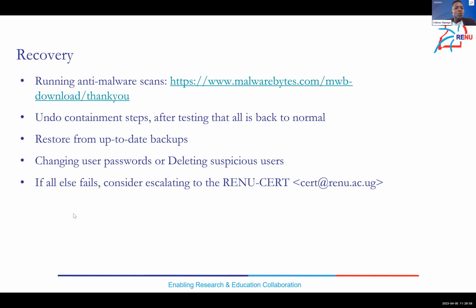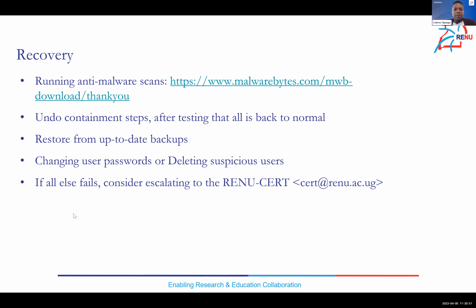As part of recovery, undo containment steps after testing that all is back to normal, right? Remember, we said all containment steps should be reversible. For example, in our scenario, we had to block outbound SSH traffic. But now that we know that we've erased any presence of the attacker on our host, on our server, we've deleted cron jobs, we've deleted the user that it created, we've deleted the SSH keys that were giving him persistence, we've deleted all his files and scripts, and we've tested vigorously that everything is back to normal, we can go ahead and unblock the traffic that we'd blocked for containment.